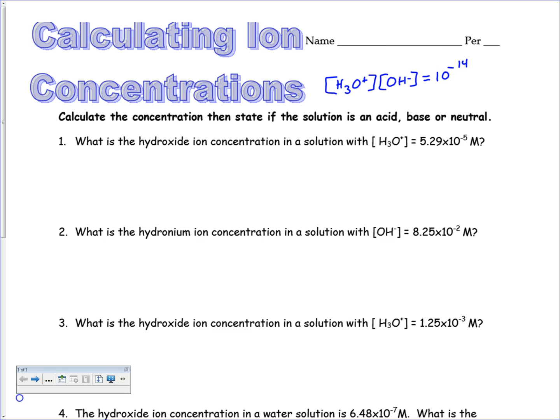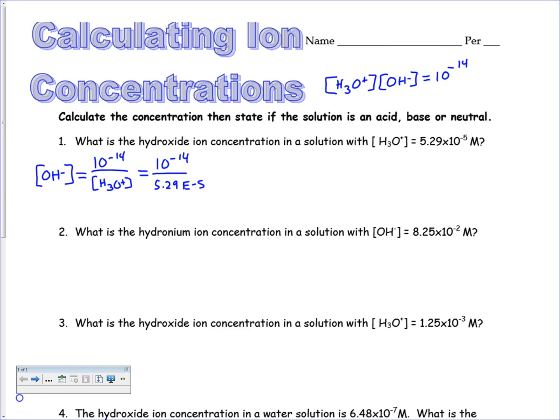So for instance, on this first one, it's asking us what the hydroxide ion concentration is, so we want to know what OH minus is. That simply equals 10 to the negative 14 divided by our H3O plus concentration, which is 5.29 times 10 to the negative fifth.